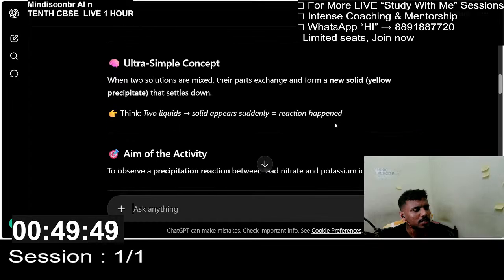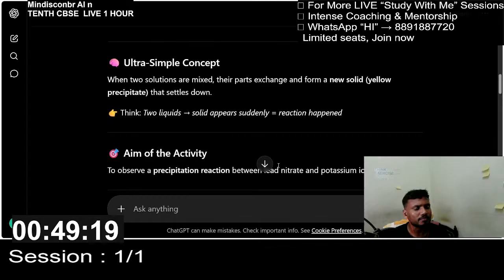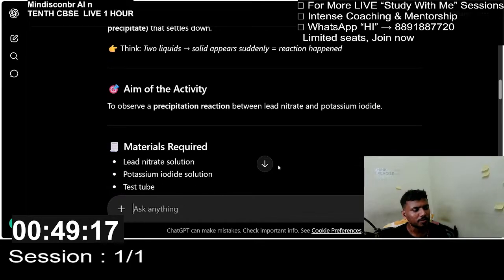Ultra simple concept. When two solutions are mixed, their parts exchange and form a new solid, that is a yellow precipitate that settles down. Think of two liquids combining with each other, and a solid appears suddenly and a reaction has happened. Aim of the activity: to observe a precipitation reaction between lead nitrate and potassium iodide.